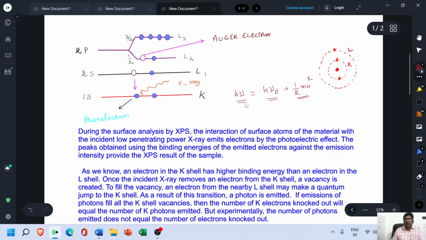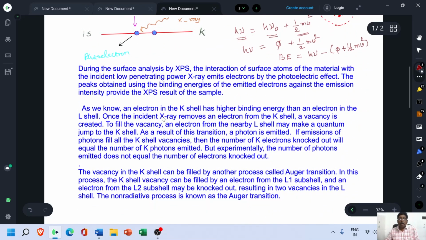Say the incident photon energy h nu, that is the energy of the X-ray h nu, is used in 2 ways. This is our photoelectric work function phi. h nu 0 is replaced by phi, then half mv squared is the kinetic energy given to the electron. So h nu is equal to phi plus half mv squared. Now the binding energy of the electron is h nu minus (phi plus half mv squared). Binding energy means the energy possessed by the electron if it is present in a particular orbit.